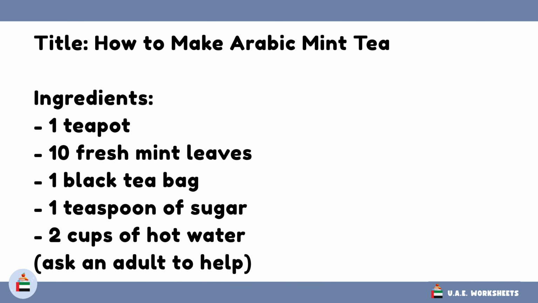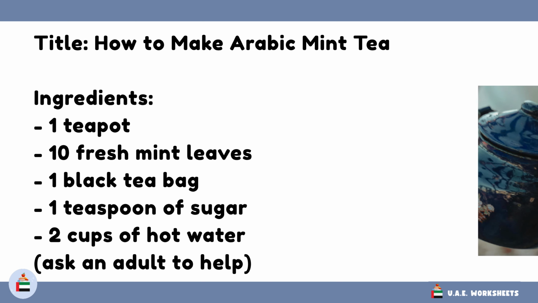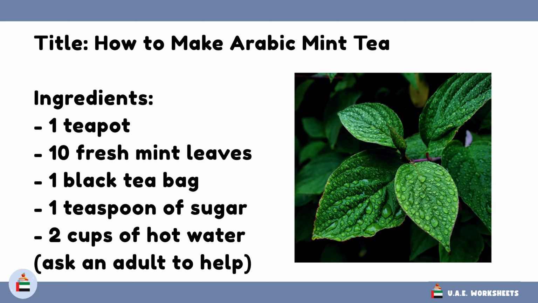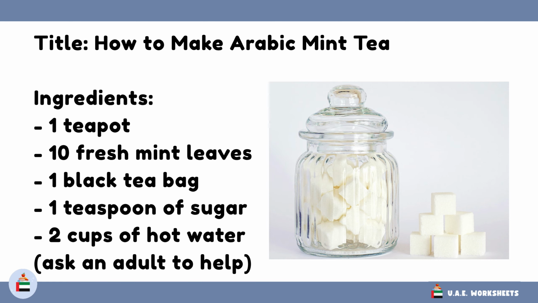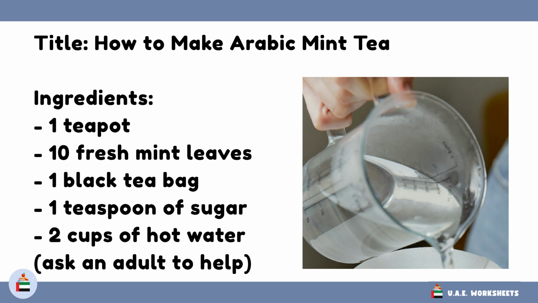Title: How to make Arabic mint tea. Ingredients: 1 teapot, 10 fresh mint leaves, 1 black tea bag, 1 teaspoon of sugar, 2 cups of hot water. Ask an adult to help.